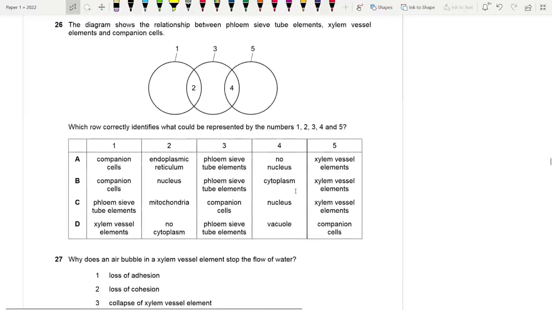The diagram shows the relationship between phloem sieve elements, xylem vessels, and companion cells. Which row identifies what could be represented by 1, 2, 3, 4, and 5? So companion cells have endoplasmic reticulum. Phloem sieve tube cells also have endoplasmic reticulum, but they don't have a nucleus, right? And they have scanty cytoplasm. Xylem vessels do not have a nucleus as well. So A is correct. I'm going to tell you why the others are wrong. Xylem does not have cytoplasm. Xylem does not have nucleus.